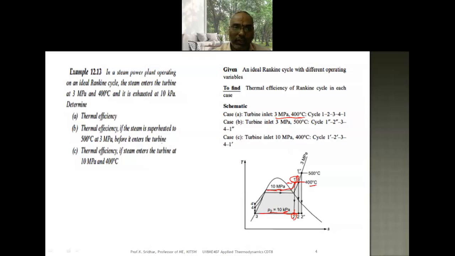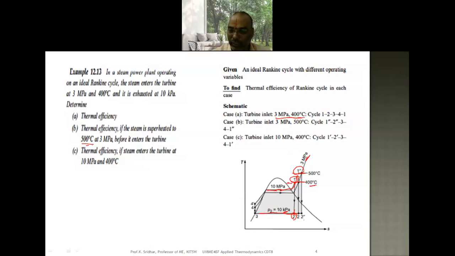Now he has also given the next condition as 500 degrees centigrade. So now the temperature value is increased from 400 degrees centigrade to 500 degrees centigrade, and the pressure is 3 megapascals. So now the temperature is increased here. So it is the 500 degrees centigrade temperature line. So it is represented by 1 double dash.